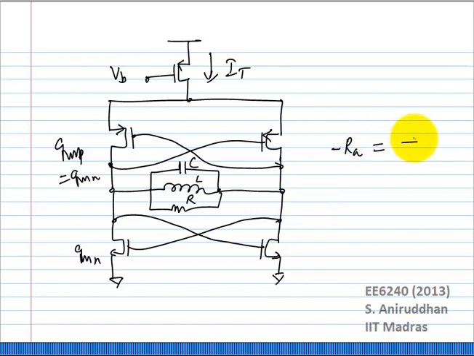Minus 2 by GMN plus GMP. Okay. So in this particular case, it will be minus 1 over GMN. Remember, a smaller negative resistance is stronger. Right? In the other case, I will again get minus 2 over 2 GMN. That will also give you minus 1 over GMN. So what is the advantage of this case?